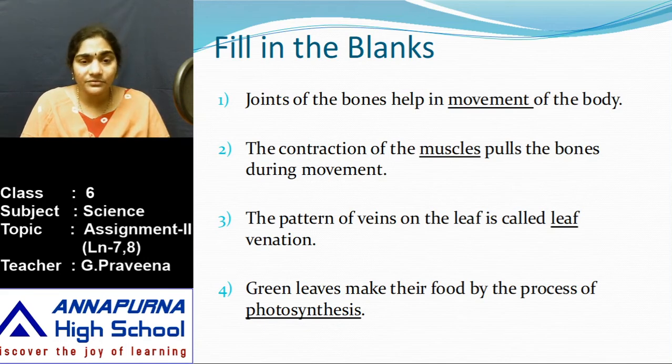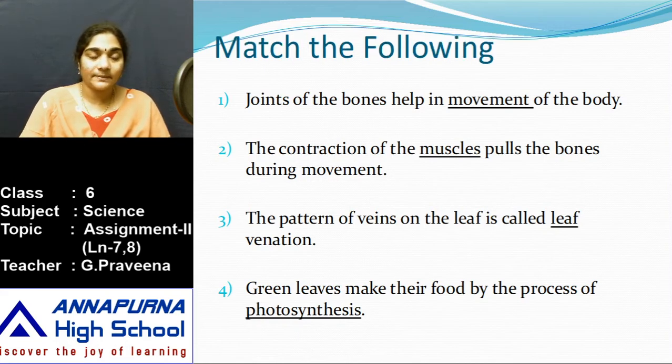Green leaves make their food by the process of photosynthesis. They take in carbon dioxide from the air, they capture the energy from the sunlight, they take in water from the root system, and they absorb the minerals. So it is by using all these raw materials that the leaf can prepare the food material through a process which is known as photosynthesis. Might you have answered all these blanks?